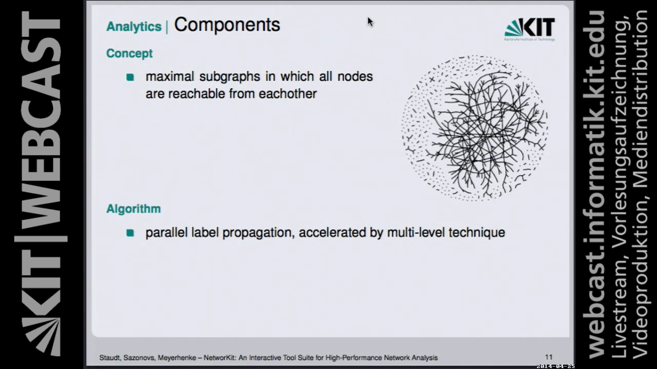Next concept are connected components. You certainly know about this, the maximal subgraphs in which all the nodes are reachable from each other. Usually what emerges is a large giant connected component and a few isolated small components. And NetworKit can calculate this in parallel using a label propagation scheme, which is also accelerated by some multi-level technique.